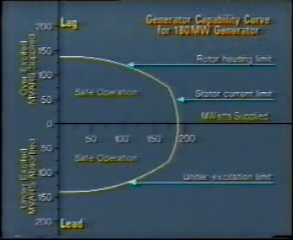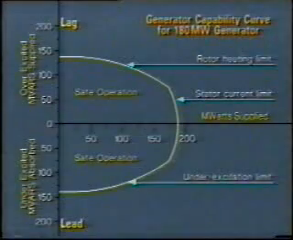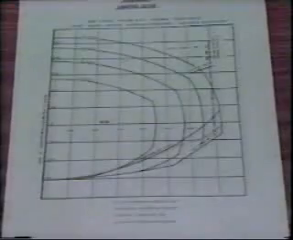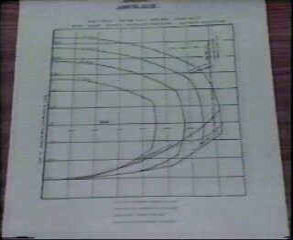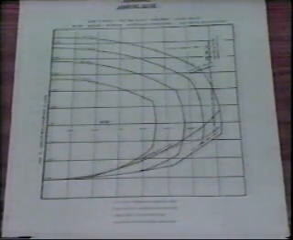This combination of limits provides the generator capability curve that you should be familiar with. For each specific generator, this curve is normally displayed in the control room. Make sure that you always operate the generator within these limits, whether you are absorbing or supplying megavars and megawatts.